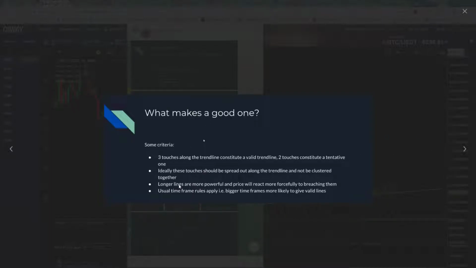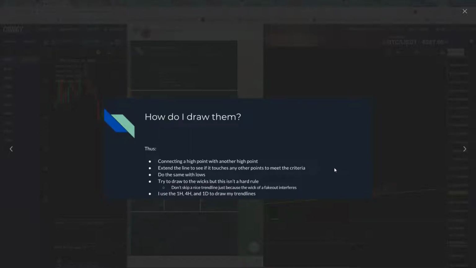What are they? The trend, you have support and resistance, and we'll talk about that in a second. Patterns and channels. You want to have 3 touches along a trend line to constitute a valid trend line. 2 touches is tentative. Ideally, these touches should be spread out along the trend line and not clustered together. Longer lines are more powerful, and the price will react more forcefully to breaching them. Usually, time frame rules apply. Bigger time frames mean they're more likely to give valid lines. The higher the time frame, the more valid the trend line. If you're drawing triangles, it just makes it more valid. The chance of it playing out is a lot higher.